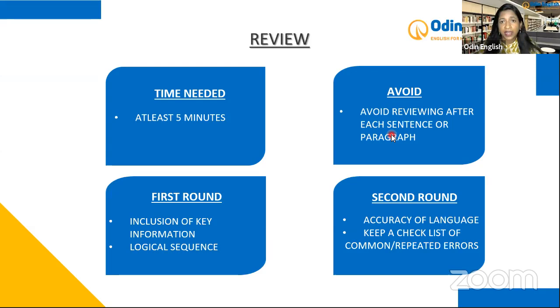What otherwise happens is that when you try to correct and beautify each and every sentence and paragraph, you may not be able to complete your letter. The remaining part of the letter may not get the time needed. So don't review after each sentence and paragraph. Instead, write it. And also, it's not just about not getting enough time. When you start reviewing, you will forget the important details and you will lose the continuity. So make sure that you write it in one go and then do the reviewing and then correct it.